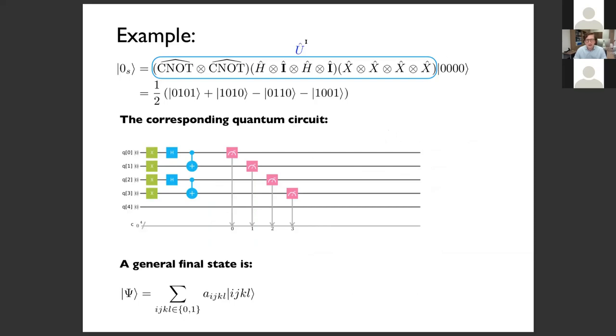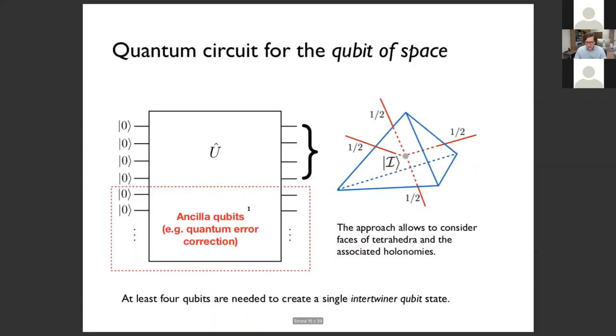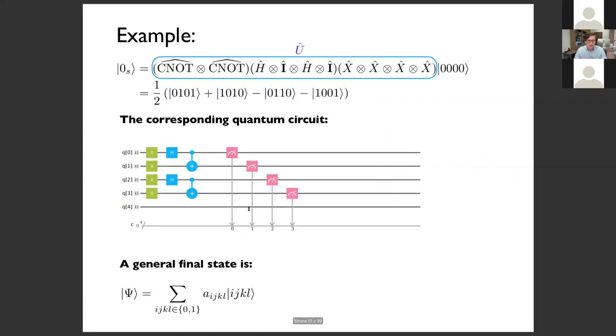Let me start with a very simple situation in which we generate a singlet, which is the 0s, one of the basis states for the intertwiner qubit, which is just a tensor product of two spin 1/2 singlets. So these are basically the Bell states, and the Bell states can be generated very easily using quantum circuits.